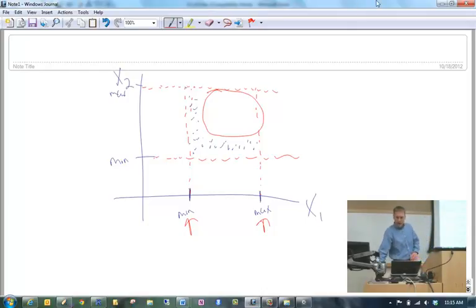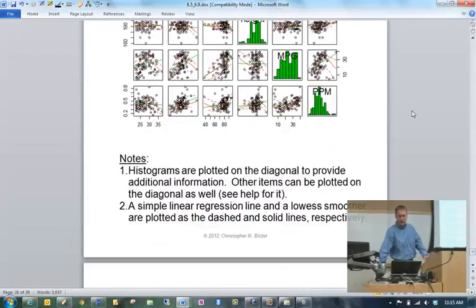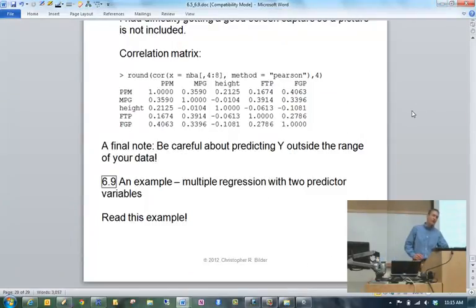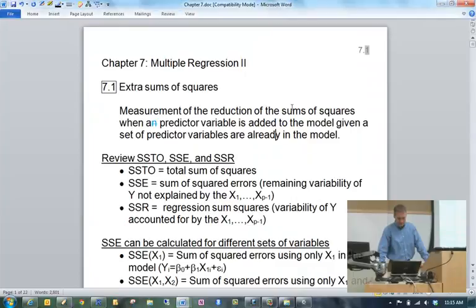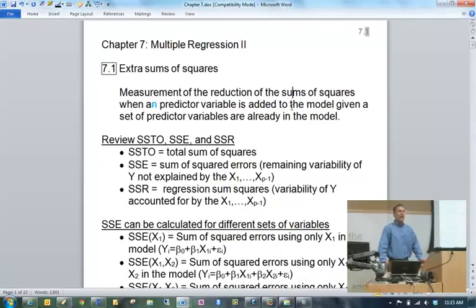And finally, section 6.9 just simply goes over another example. Please make sure you read it in the book. Let's go to chapter 7 now. So chapter 6 and chapter 7 are introductions to multiple regression, when we have more than one predictor variable.